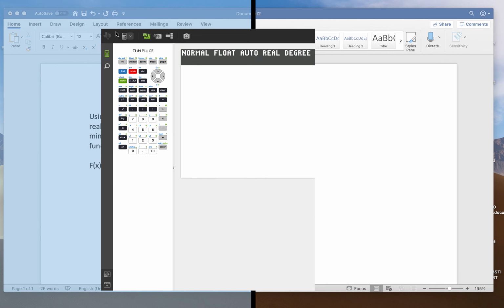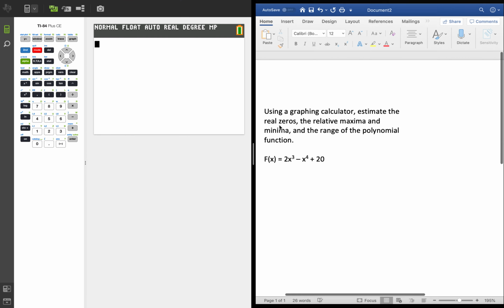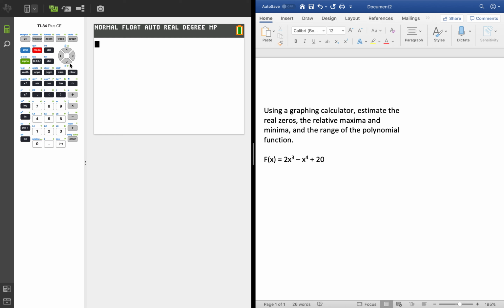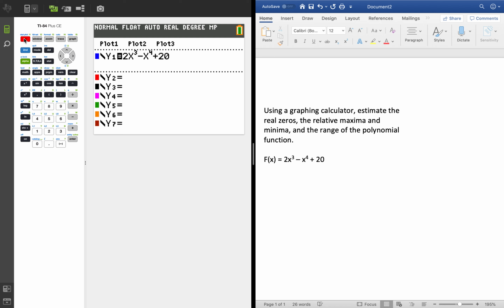I'm going to split the screen here real quick. Okay, a couple steps here. First thing you need to do is go to your y equals button, and we're going to punch in that equation, which I've already done to save a little bit of time on the video. But there it is. I just punched in the exact same equation that's already there.